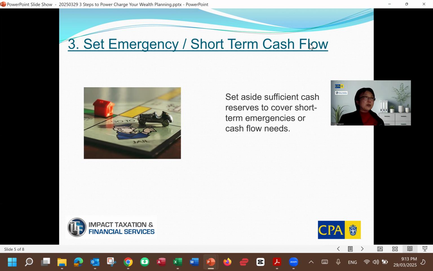Just so that when an emergency happens in life, you have enough cash to cover it, and also it will provide enough income. Let's say if something happens to you and you lose your income, you have enough cash left in the bank to cover a period of time before you have an opportunity or have time to convert other types of assets to cash. So this is number 3.